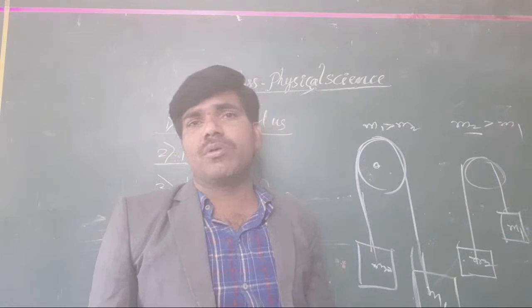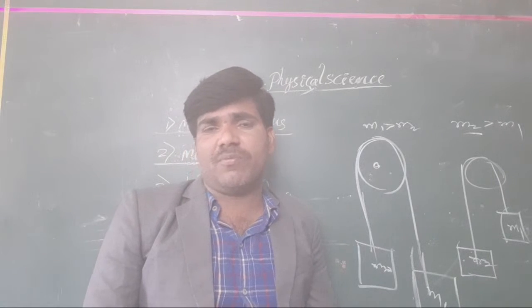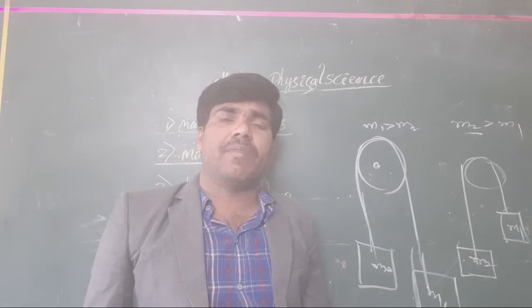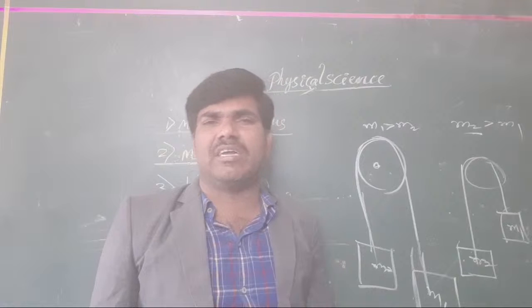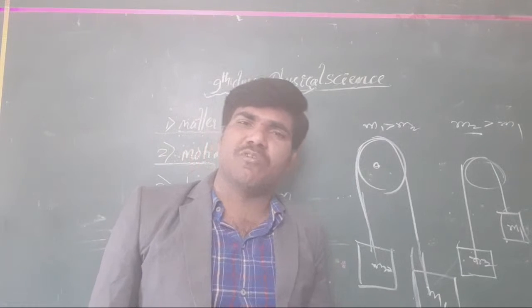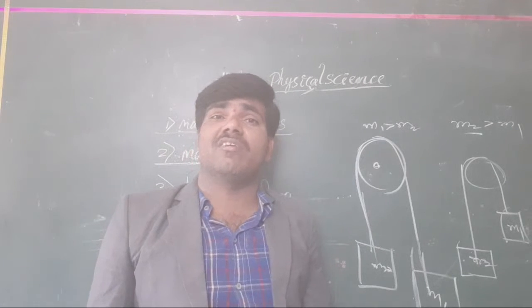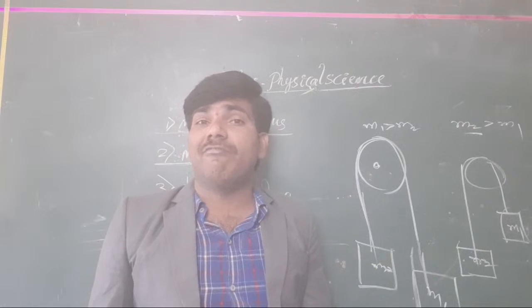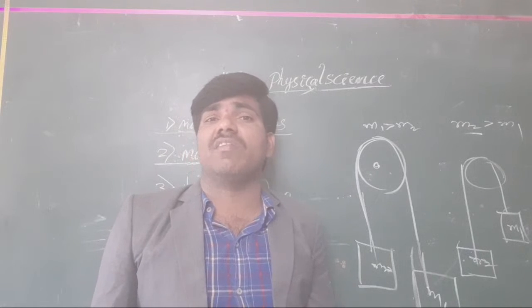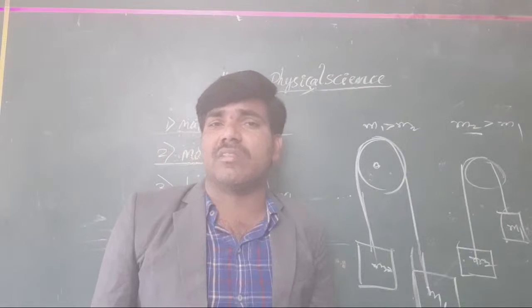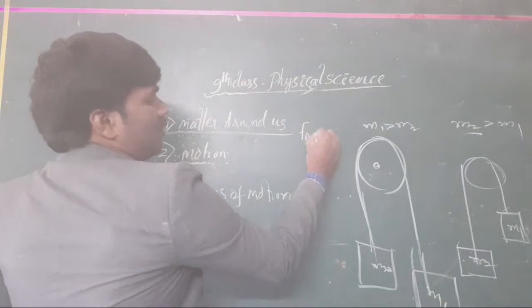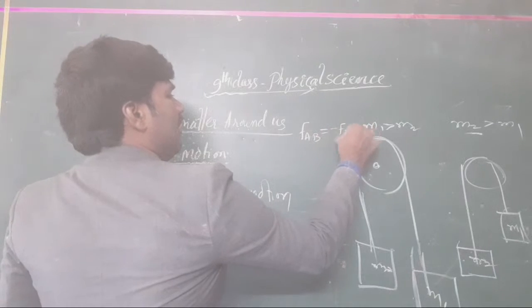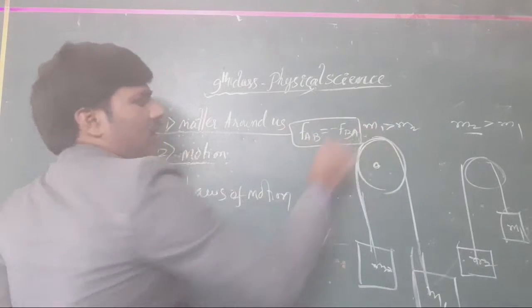And coming to our next concept, that is Newton's third law. Very interesting and important law. Every action has an equal reaction with the same magnitude but opposite in direction. That is Newton's third law. It is written as FAB is equal to minus FBA.